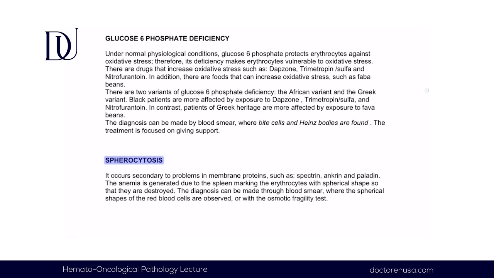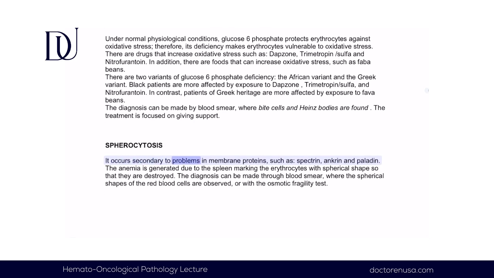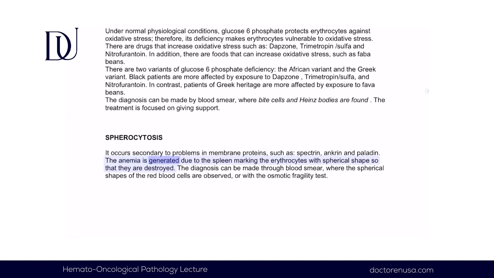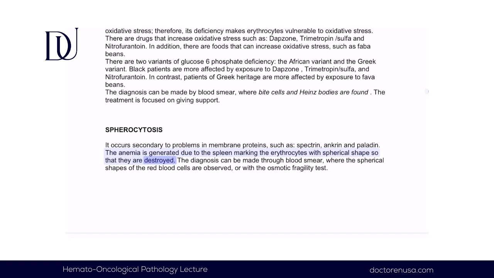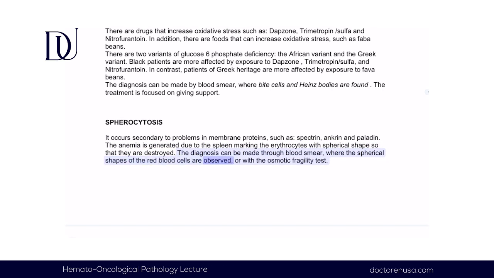Spherocytosis. It occurs secondary to problems in membrane proteins, such as spectrin, ankyrin, and pallidin. The anemia is generated due to the spleen marking the erythrocytes with spherical shape so that they are destroyed. The diagnosis can be made through blood smear, where the spherical shapes of the red blood cells are observed, or with the osmotic fragility test.